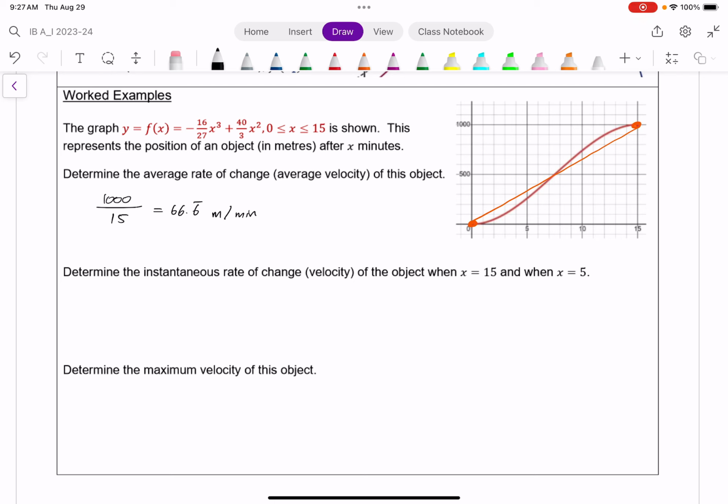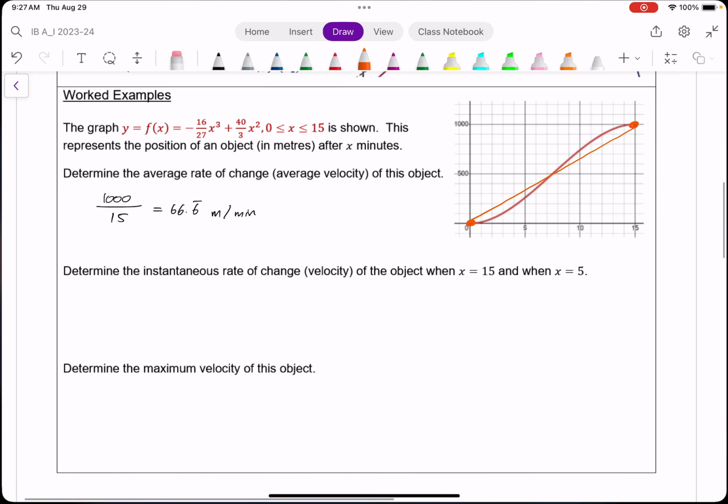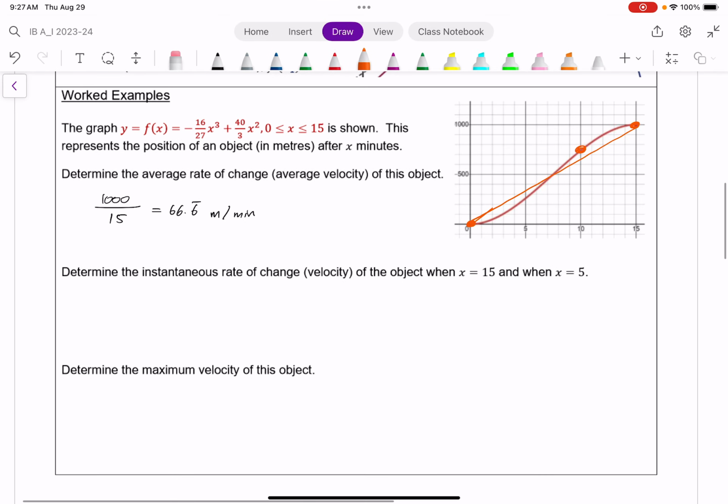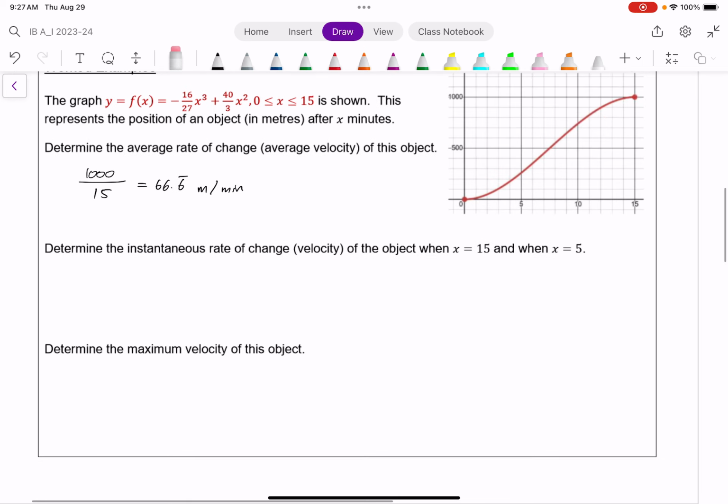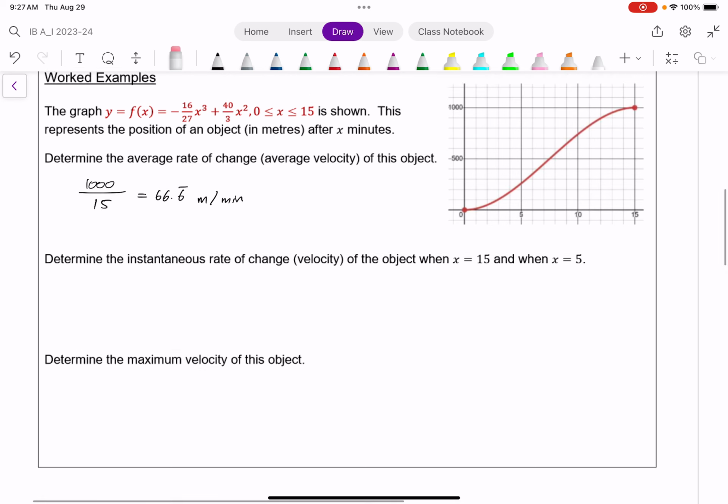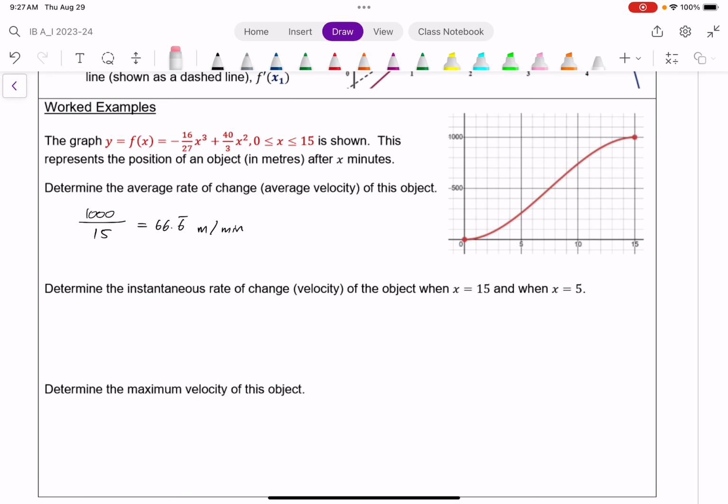And if I want to find the average rate of change from 0 to 10 minutes, then it would be the same idea. I would look at this sort of secant line right there. So while it's important, we don't need to linger on that anymore. We want to now more focus on the instantaneous rate of change, the velocity at different times. In this case, when x is 15 and when x is 5.